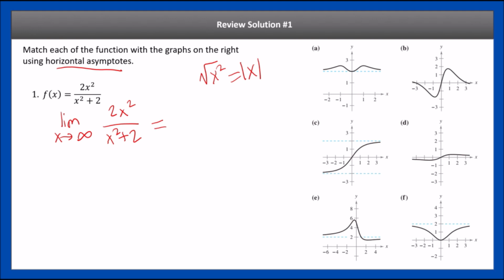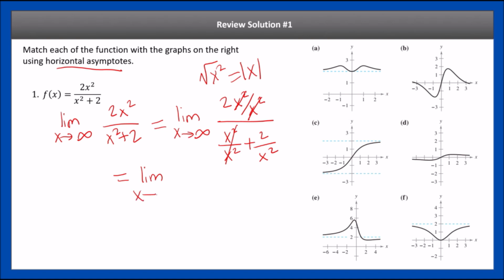everything by x squared. So we have the limit as x approaches infinity of 2x squared divided by x squared, and then x squared divided by x squared plus 2 divided by x squared. These cancel, leaving you with 1. These cancel, leaving you with 2. So we get the limit as x approaches infinity of 2 over 1 plus 2 over x squared. Now if we plug infinity in here, this turns into 0 because a constant over infinity is 0. So we get that the limit is 2.